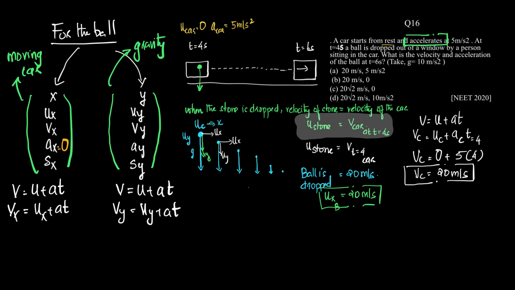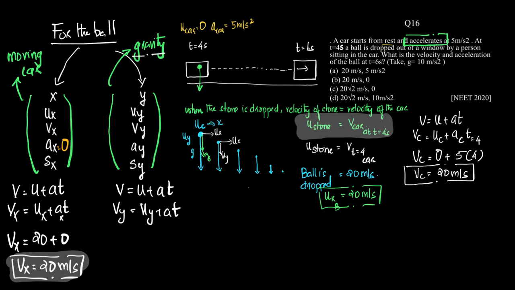We just found out that the value of ux is equal to 20 meter per second. So vx can be written as 20 meter per second plus acceleration along the x component, which is 0. So vx is equal to 20 meter per second. So that is one finding that we have made. What is the next one? The next one is that it has a component due to gravity. So ay here would be equal to g. So we can write that vy is equal to uy plus a into t, where a is 10.